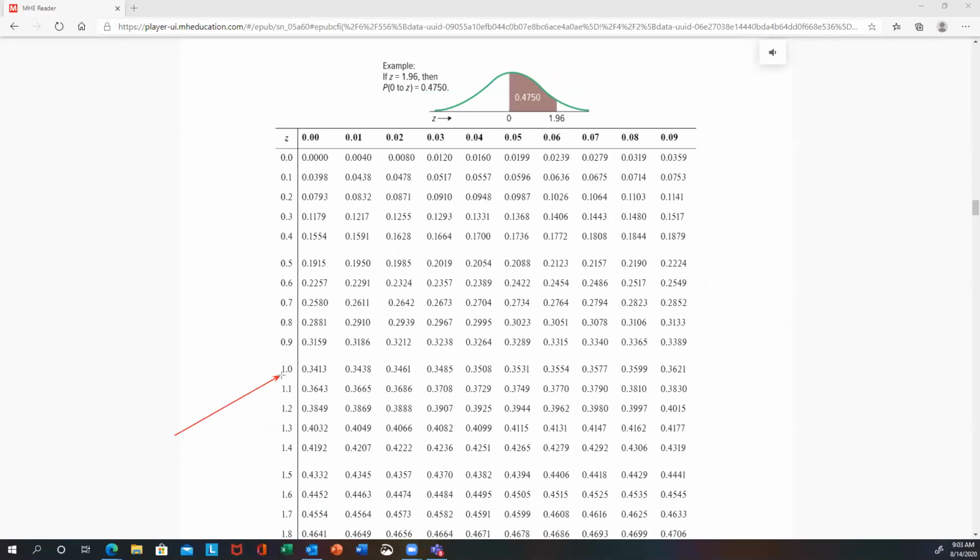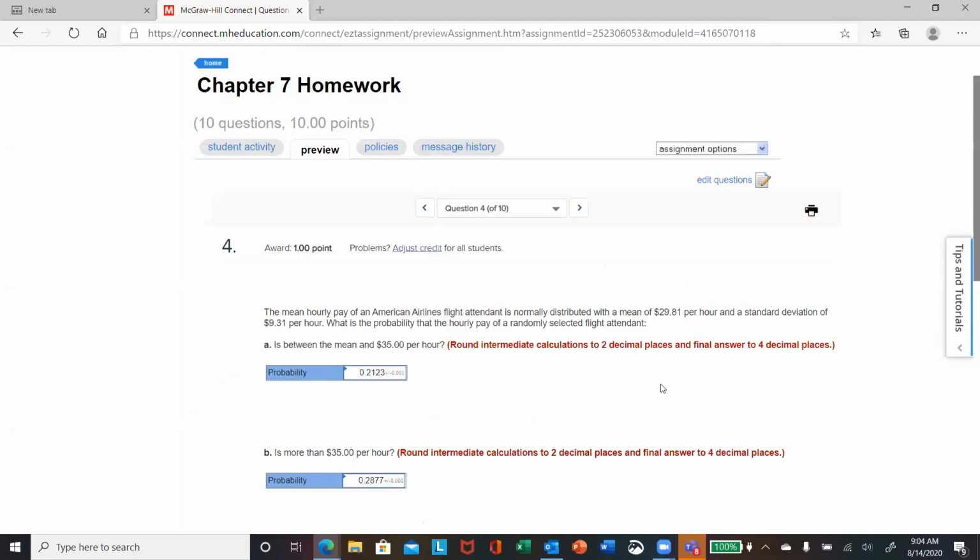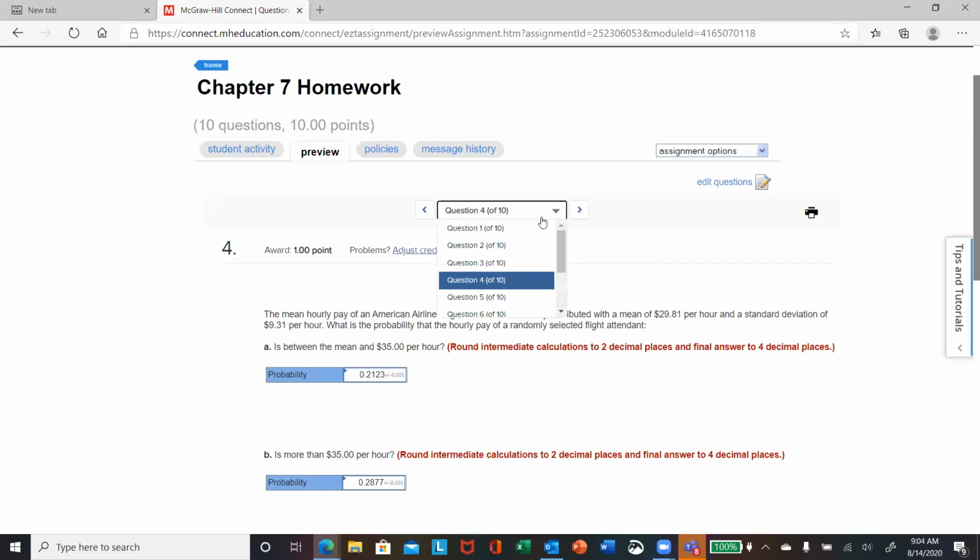So we got 1.05. This is where they're getting it. That's the number they would have looked up, 0.3531. And remember, that would have been between 0 and positive 1.05. So if I want to go to the right, which is the same as to the left, anytime you're dealing with negatives, you just have to subtract from 0.5. All right, let's go back. And that would be my comments for question 4.